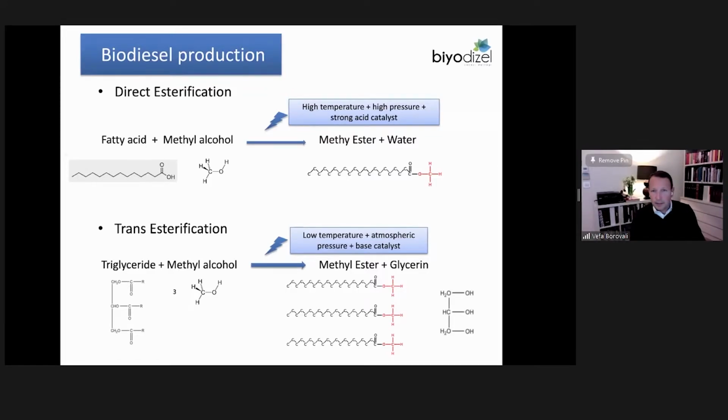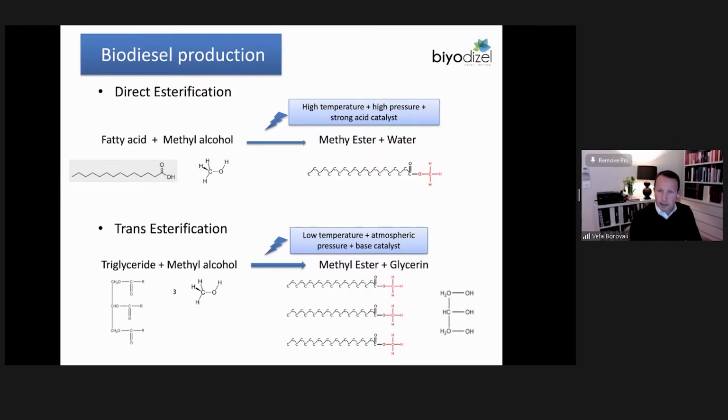And another difference is if we go through direct esterification, which is not so nice in industry, you need quite high temperatures, high pressure, and a very strong acid catalyst. The moment we mention a strong acid catalyst, try to imagine all the equipment has to be resistant to corrosion. It has to be stainless steel, which makes everything quite expensive as an installation. For the trans-esterification, we're lucky.